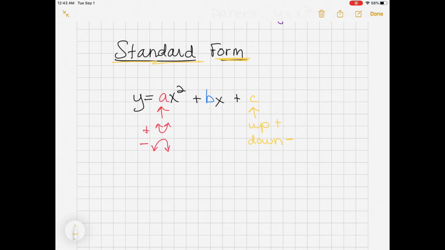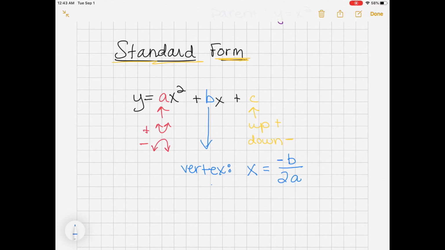The B value does something very interesting. Now, we can't exactly find it on the graph, but it does tell us something very important about the vertex. The B value is really important because it tells us where the vertex is. We know part of the vertex is the x-coordinate of the vertex. Now remember, that's just the x-coordinate. A point has two coordinates, an x-coordinate and a y-coordinate. This just tells us the x-coordinate equals negative the b value over 2a.